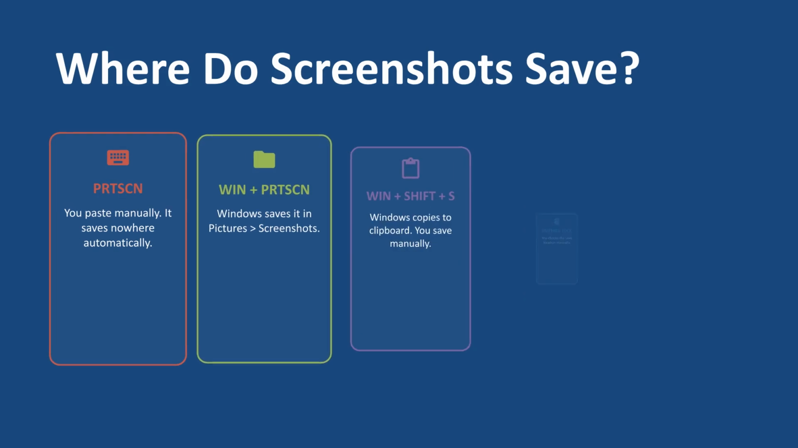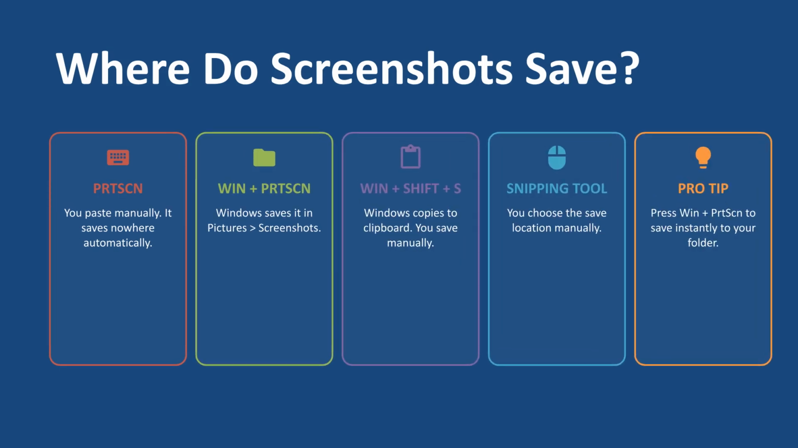Where do screenshots save? PRTSCN copies to the clipboard only. Win plus PRTSCN saves the file automatically in Pictures, Screenshots. Win plus Shift plus S copies to the clipboard. The Snipping Tool requires you to choose the save location manually.